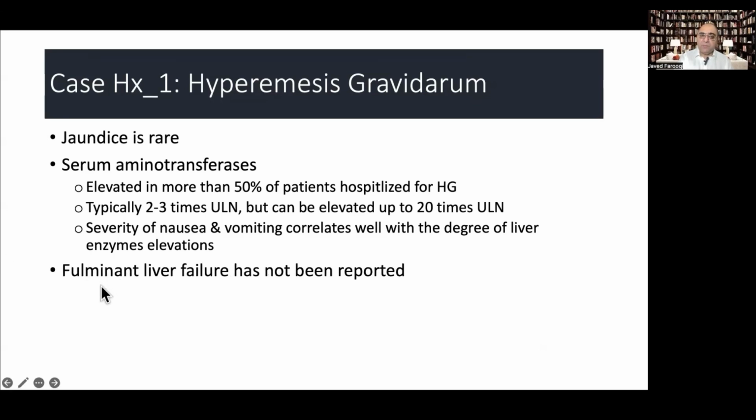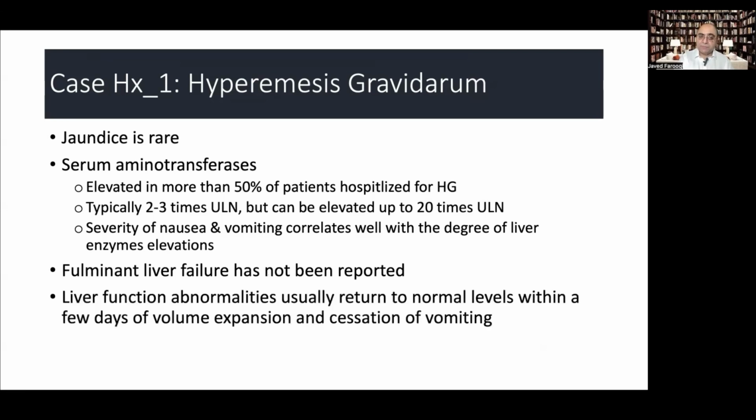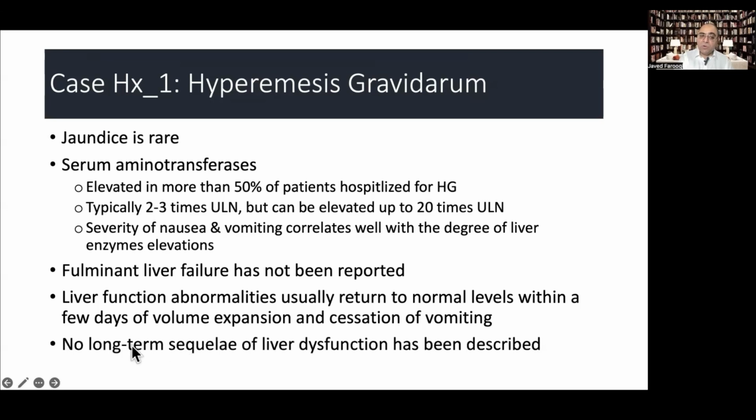It's good that fulminant liver failure has not been reported in Hyperemesis gravidarum. This is a good point. Liver function abnormalities usually return to normal within a few days of volume expansion and cessation of vomiting. So once the dehydration is treated and vomiting is stopped, the liver function abnormalities return to normal levels. No long-term sequelae of liver dysfunction has been described.